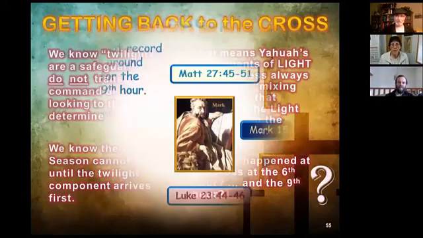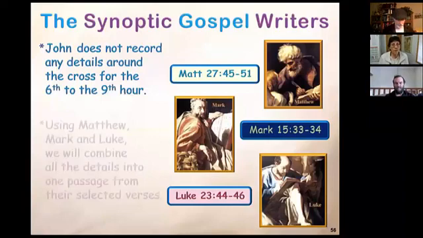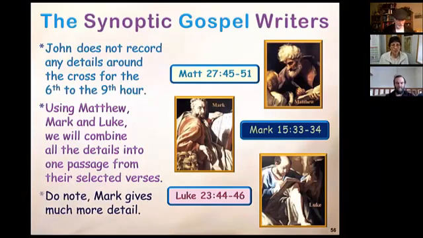I just want to give a little bit about the synoptic gospel writers of Matthew, Mark, and Luke. Again, John does not record any details around the cross for the 6th and the 9th hour. He looked at Matthew, Mark, and Luke, and he said, they've got it all right. I don't have to fix up any problems there. So you will not find a record in the book of John. I went to Matthew, Mark, and Luke, and I compiled their details into one nice basic reading verse, and we'll do that on the next slide.